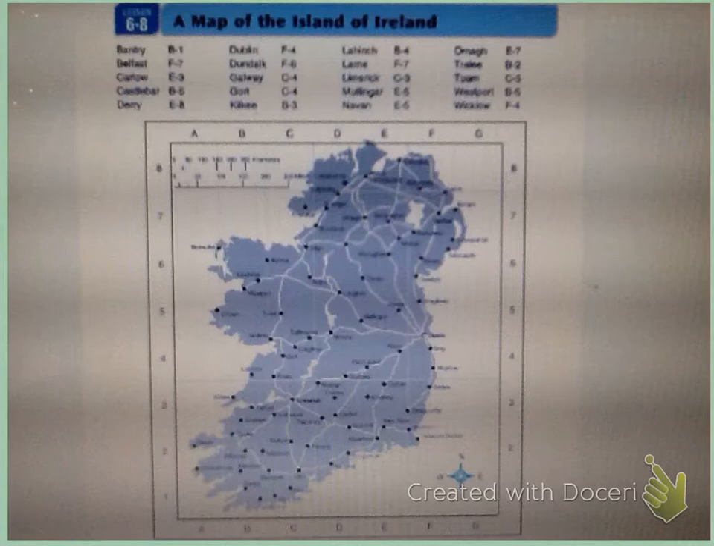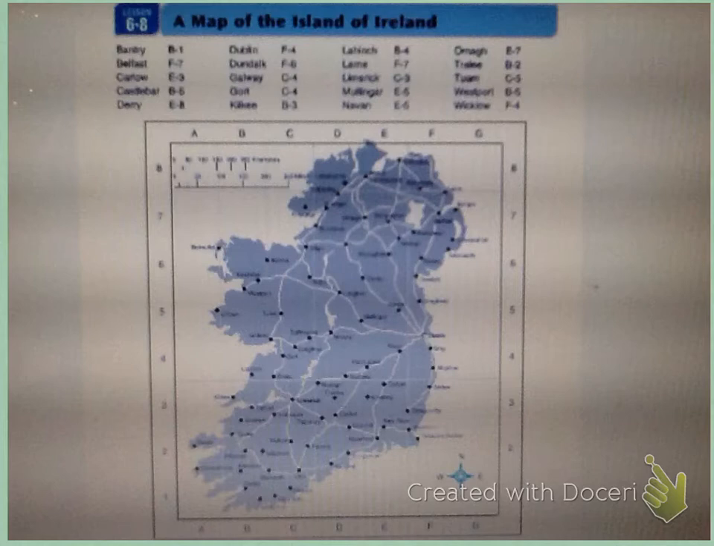Now up at the top of your page you can see that we have places like Bantry, Belfast, Carlow, and all of these other places that are located in Ireland. And notice that we have a letter and a number next to each of those places. So what did I tell you that those were called? Hopefully you've got that written down in your notes. Okay, a letter number pair.